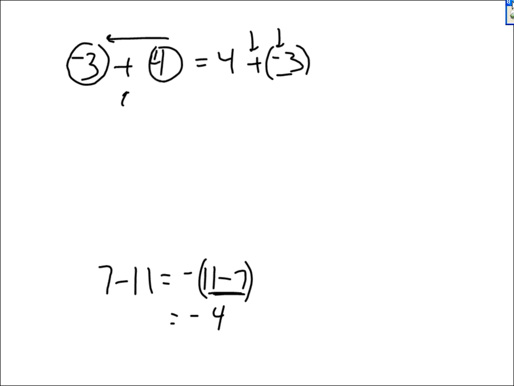And since this number is not 3, it's not 4 plus 3, so it's 4 minus 3, or 1. That is, negative 3 plus 4 is 1.